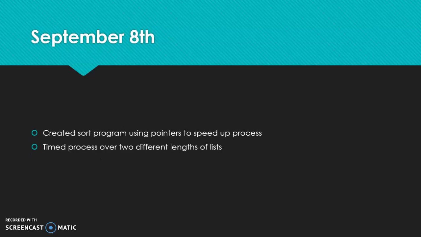September 8th, we created a sort program that just takes a regular sort program, and we used pointers instead to speed the process up by splitting the list up into smaller sections. It's faster than the original sort we did, because the original sort is just a very basic linear search. And so once we were done with that, that wasn't too bad, and we timed the process over two different lengths of lists.